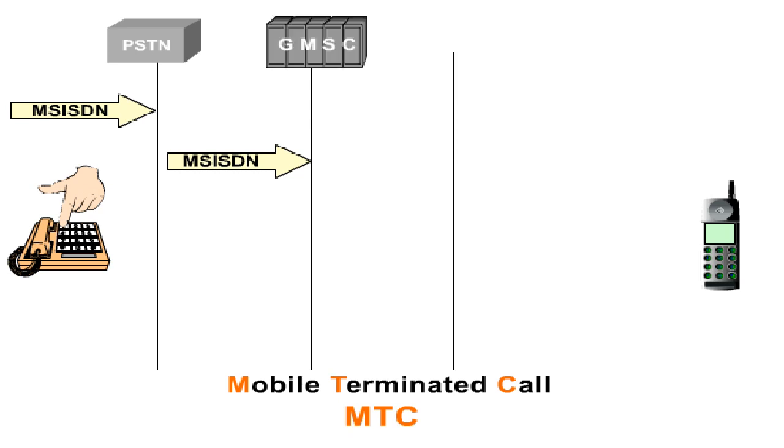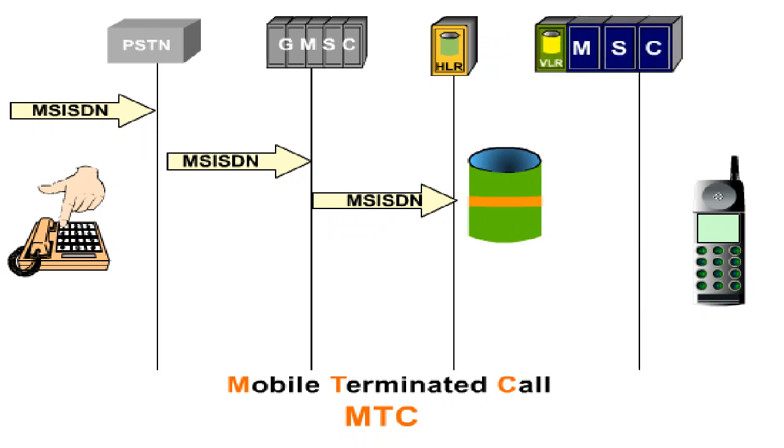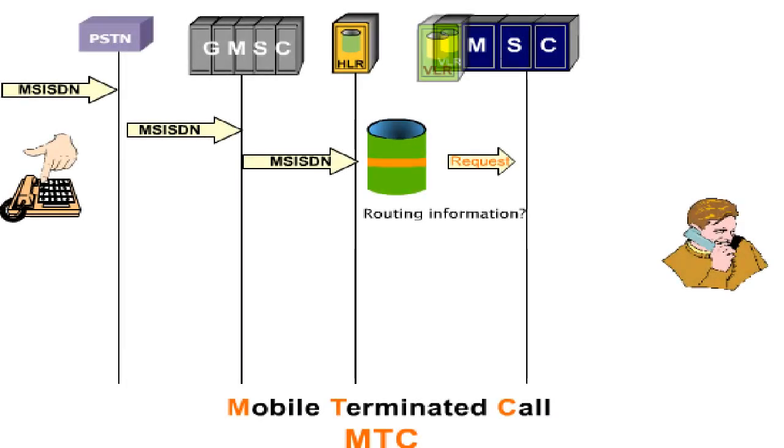The GMSC doesn't know the current location of the called subscriber, and therefore starts an appropriate inquiry to the HLR of the called subscriber. The HLR checks its database entries to find the current location or the currently serving MSC VLR of the called subscriber. Now, the HLR asks the serving MSC VLR for the routing information necessary for the call connection. The serving VLR now generates the temporary Mobile Subscriber Roaming Number, MSRN, and sends it via the HLR to the GMSC.